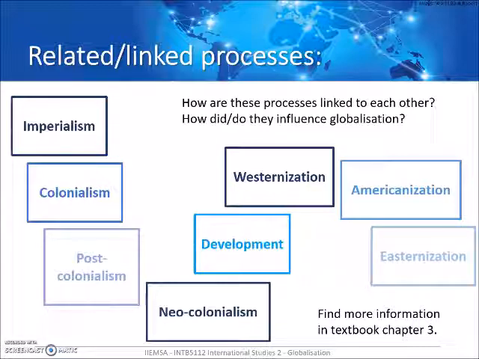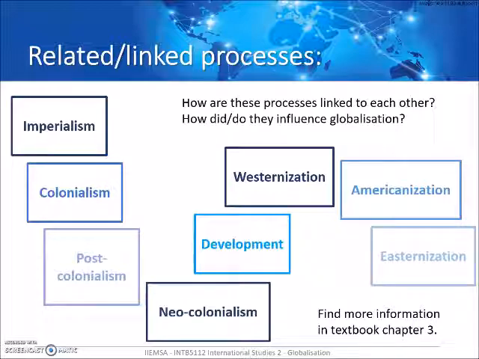And then we also have terms like Westernization, Americanization, and Easternization that relate more to culture and to how the culture of countries, particularly of colonized parts of the world, has been influenced by the Western nation that colonized them, but also later by America and its international influence. Easternization refers to the cultural influence of more Eastern nations like China, South Korea, and Japan, that have also started influencing cultures in other countries.